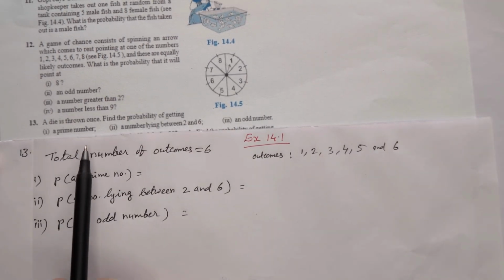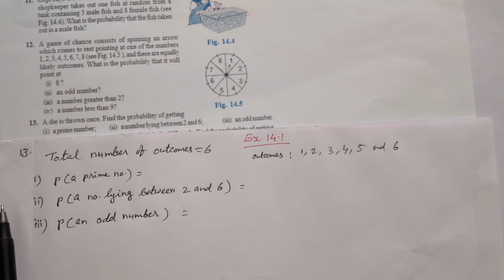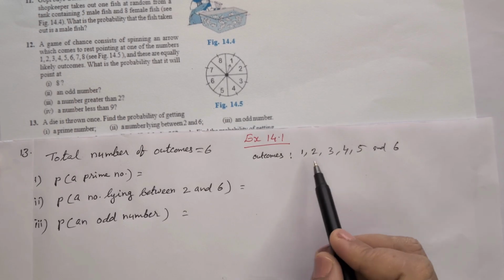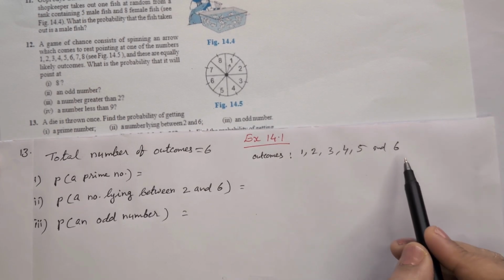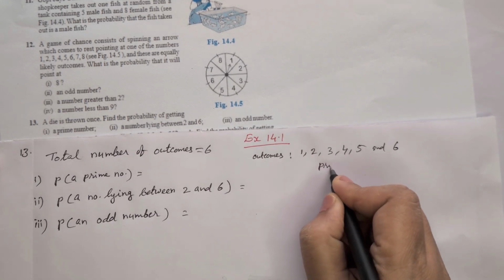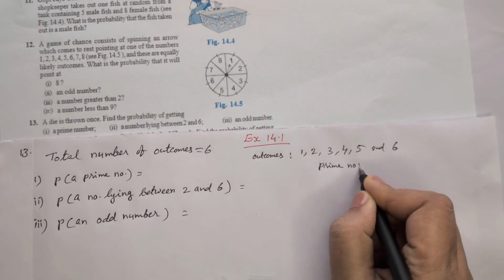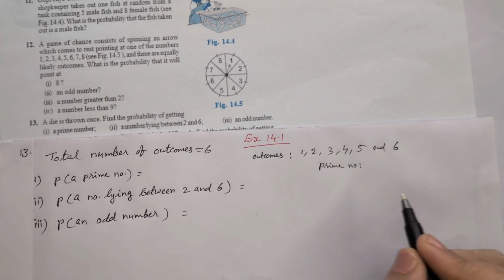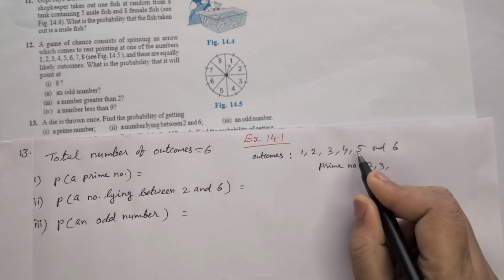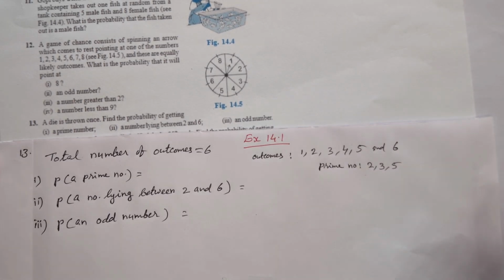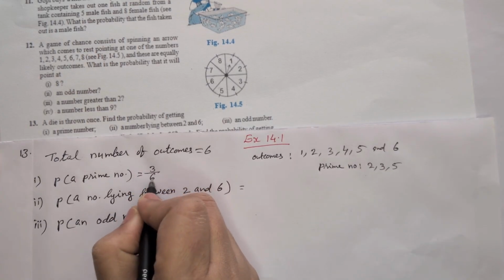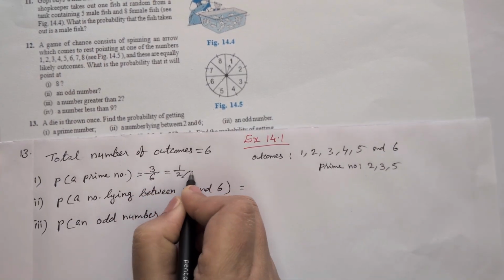Question number 13. A die is thrown once. Find the probability of getting a prime number. We know that the outcomes when the die is thrown are 1, 2, 3, 4, 5 and 6. Then to get a prime number, from here, 1 is not a prime or composite. So next prime, that is 2, 3 and 5. So 3 prime numbers are there. Total 6 numbers. 3 by 6, which is equal to 1 by 2.